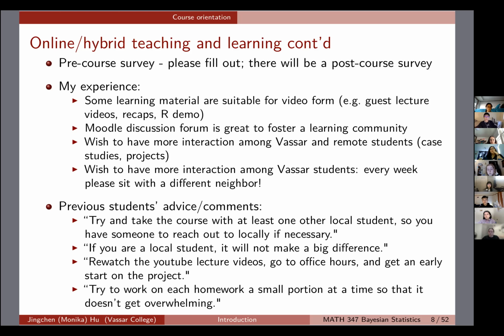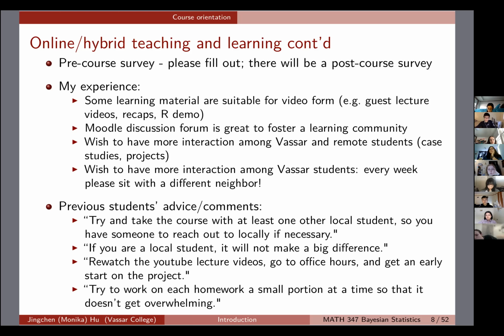For example, you should try to work on each homework in a small portion at a time so you don't get overwhelmed in the end. And also, since the lecture video is going to be posted, even if you attended a real-time lecture, you might rewatch some of the material just to catch up and answer a question. So that will be really useful. And then of course, go to office hours and get an early start on the project and all that.